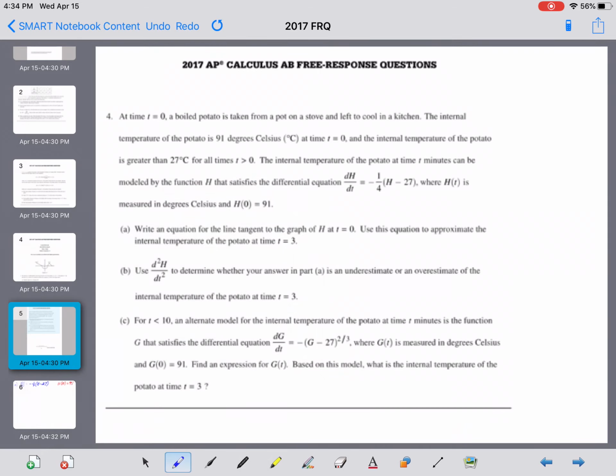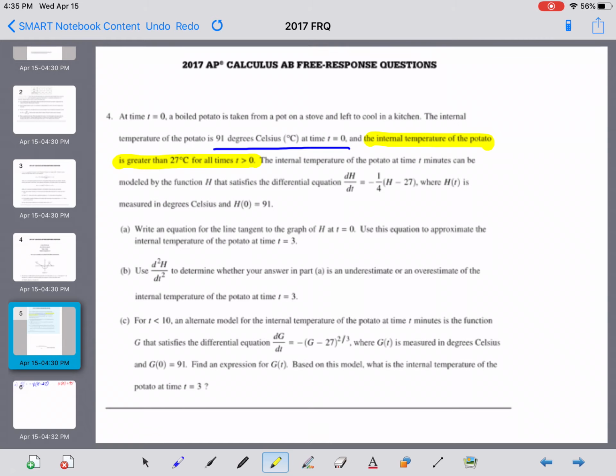if it was number 4 here, they're telling you that at time t equals 0, a boiled potato is taken out of a pot on the stove and left to cool. They tell you what feels like an initial condition right here. The internal temp of the potato is 91 degrees Celsius at a time of t equals 0. This is an odd piece of information that they gave you right here. The internal temperature of the potato is greater than 27 degrees Celsius for all times greater than 0.